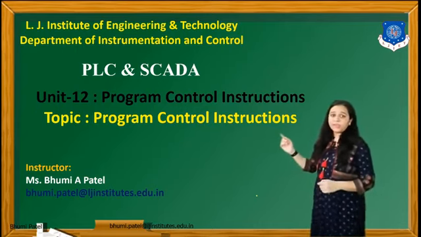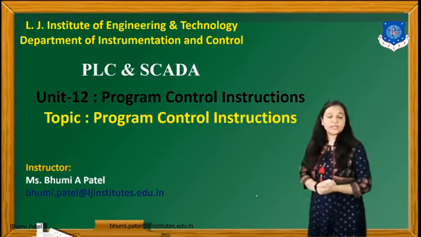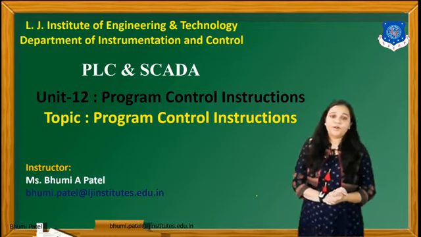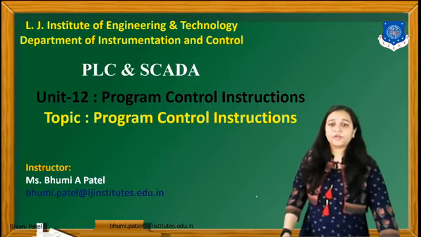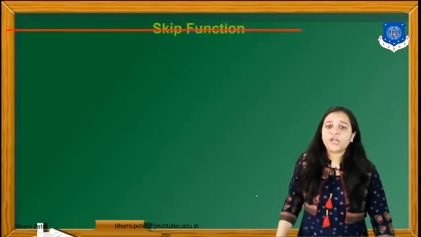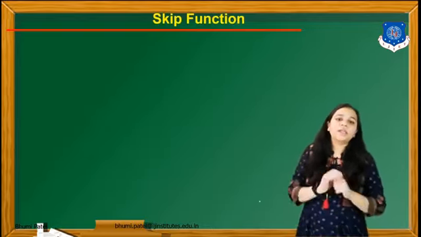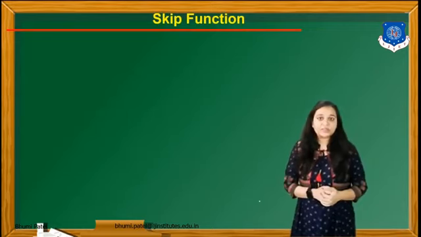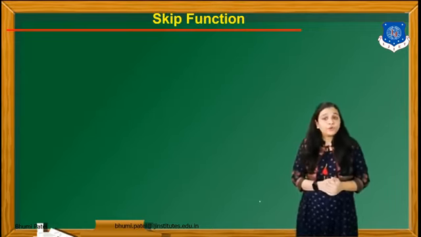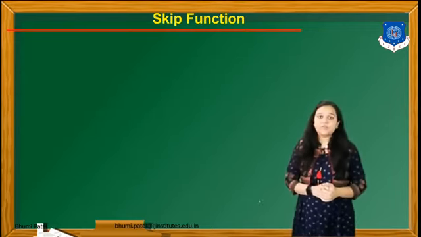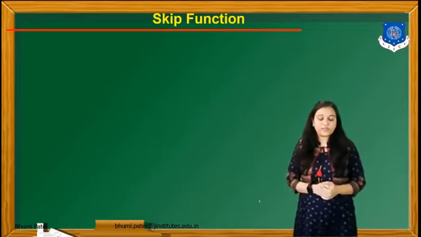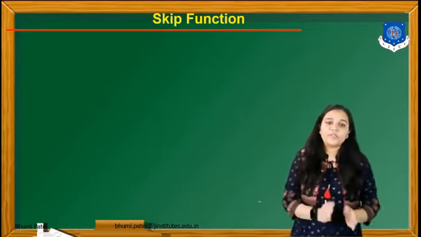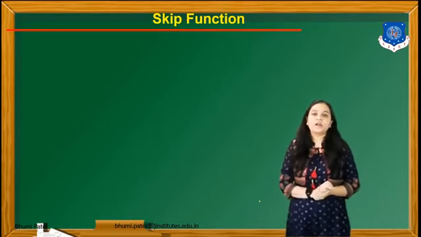Today our topic is Program Control Instruction, in unit number 12. First of all, we will learn which types of instructions are included in Program Control Instruction. In the PLC syllabus, we will study two program control instructions. The first is the skip function and the second is the MCR. The full form of MCR is master control relay.